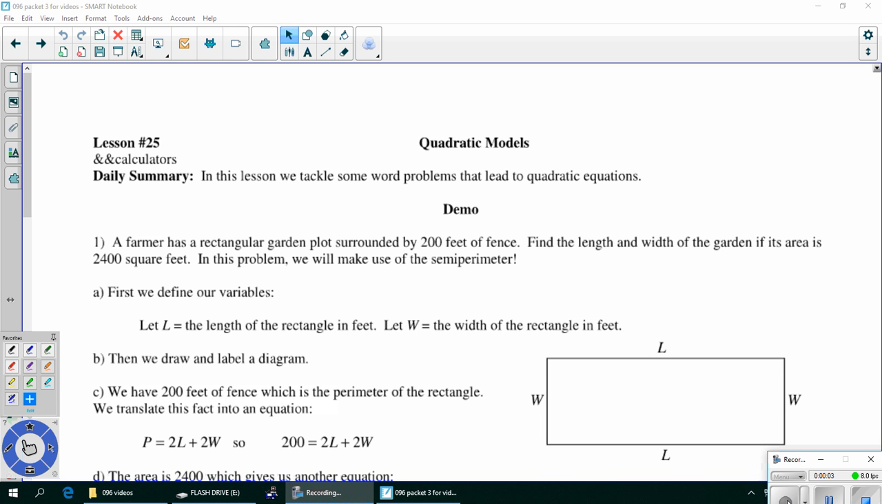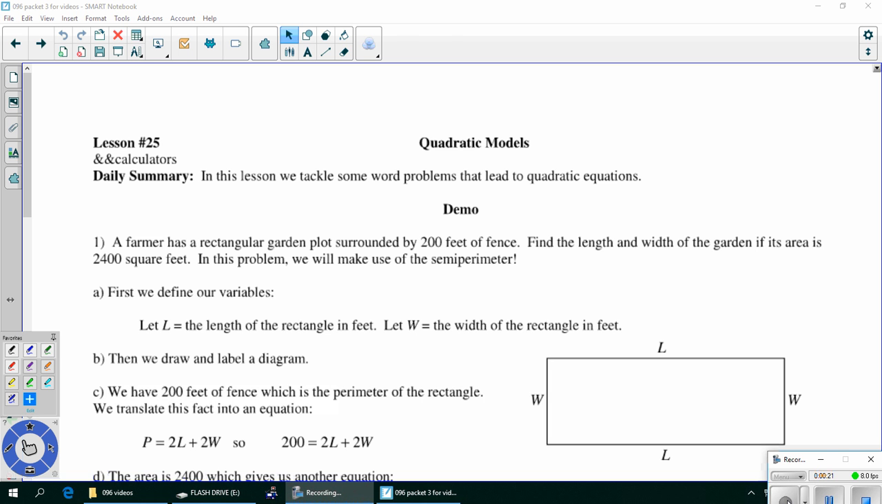Lesson number 25, Daily Summary. In this lesson, we tackle some word problems that lead to quadratic equations. A farmer has a rectangular garden plot surrounded by 200 feet of fence. Find the length and width of the garden if its area is 2,400 square feet. In this problem, we will make use of the semi-perimeter.